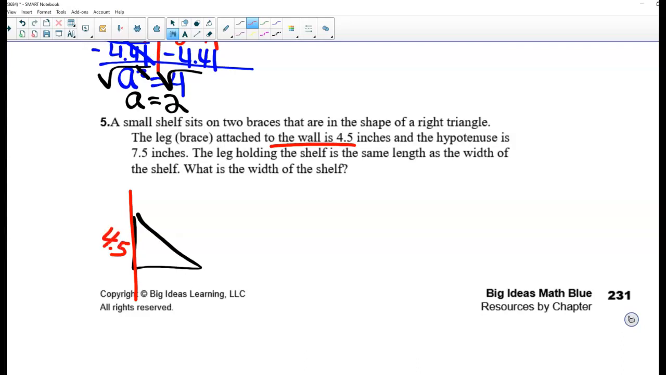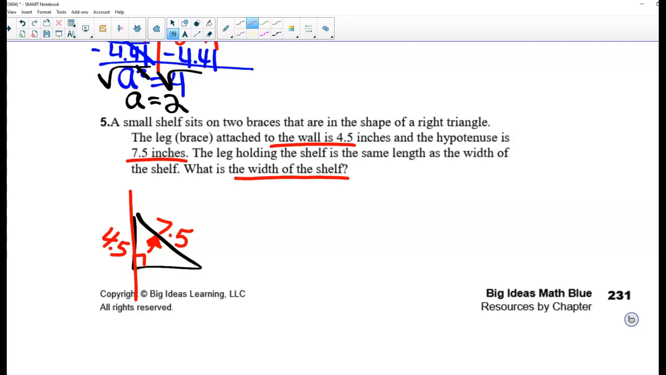We know that's a leg. We know that's the right angle because I just put it in. So remember I taught you, we always just draw the triangle and then try to figure it out from there. So one of the legs, and it tells us a leg is either A or B, is 4.5. And then it says the hypotenuse is 7.5. So that tells us actually our C. It says, what is the width of the shelf?